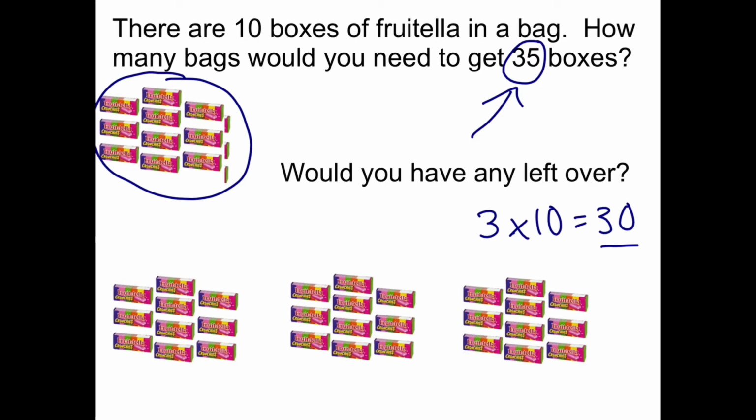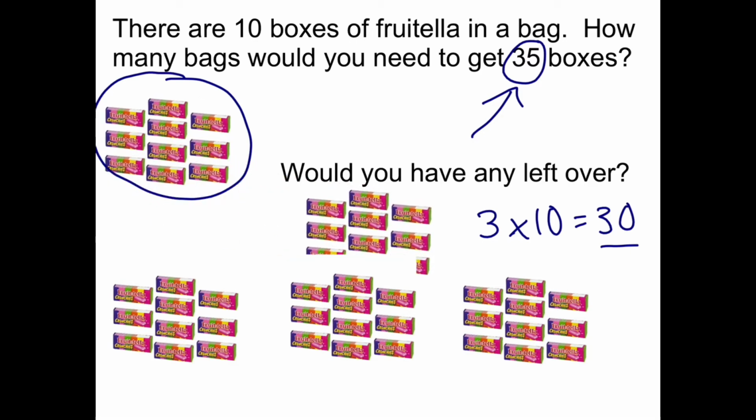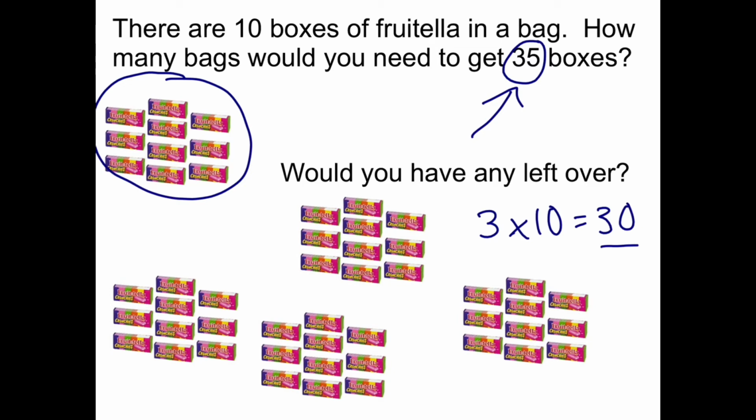So you'd actually need 4 bags. So you'd get 40 altogether. That's because 4 times 10 equals 40. But you'd have to still get 4 bags. You'd just have some left over. How many would you have left over from 35? You'd have 5 left over. So the answer to that question is 4 bags. You don't even have to say how many are left over. You would have to still buy 4 bags.